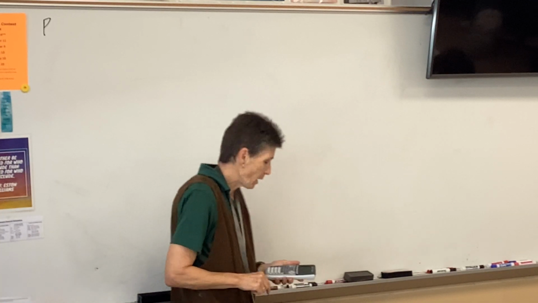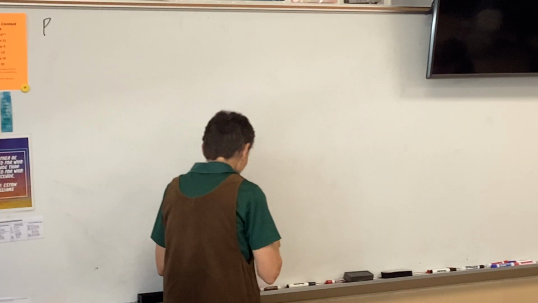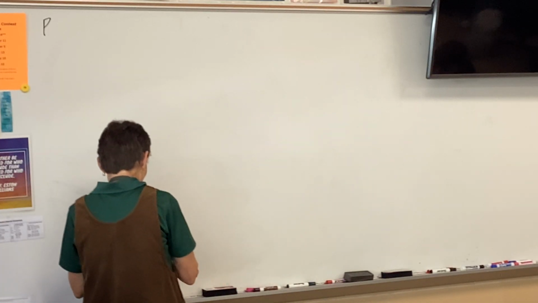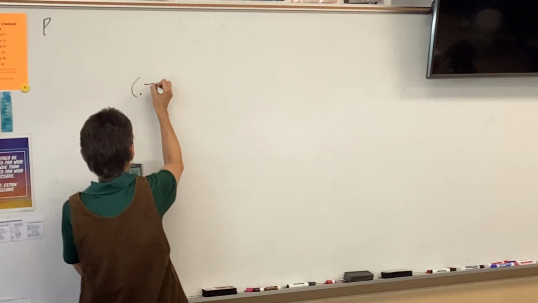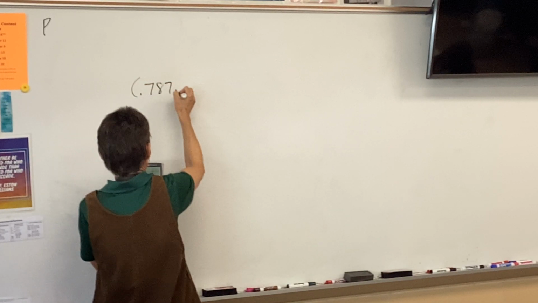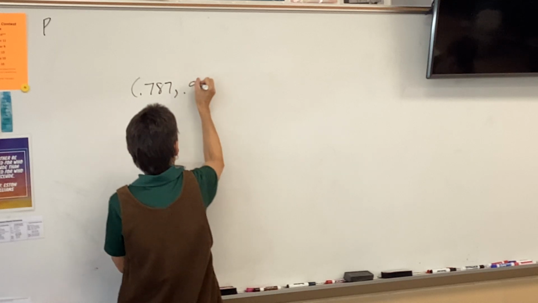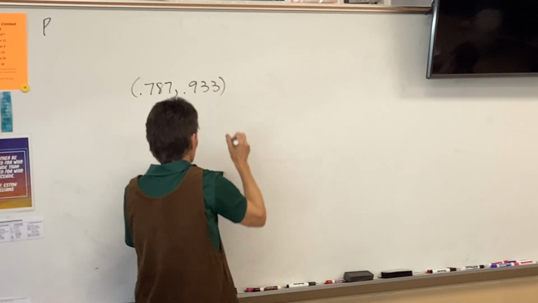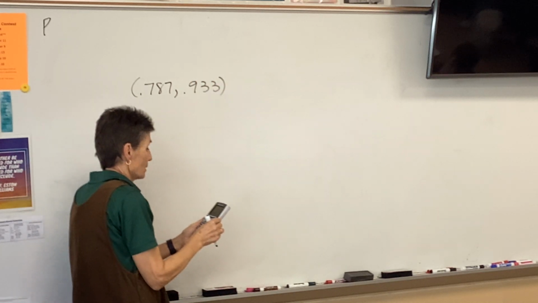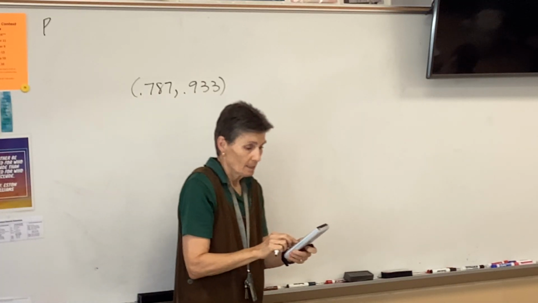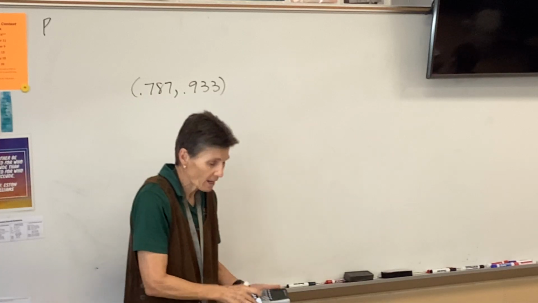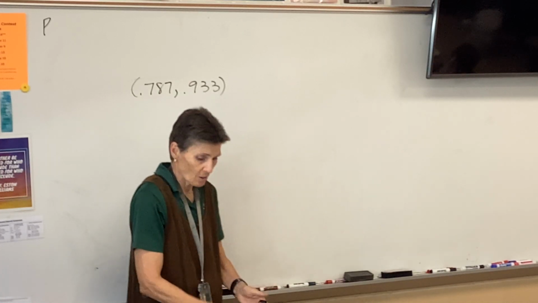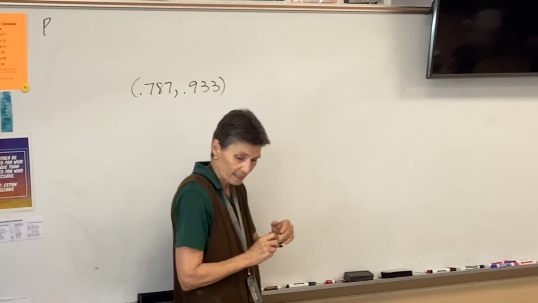So for number 12, the answer I had, or the answer I should have had, was 0.787, 0.933. That should be the answer to number 12. And I think anytime you're solving a system, your answer has to be ordered pairs. So you can't have just one number like I did.